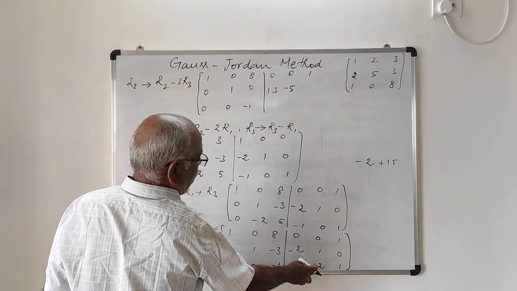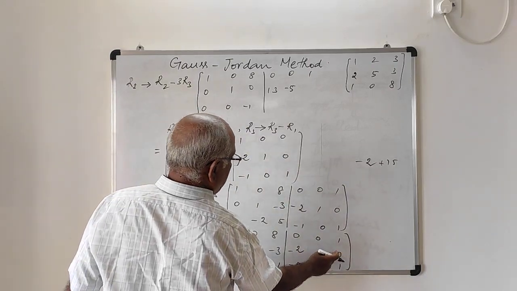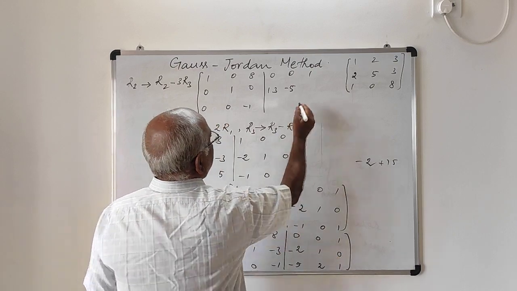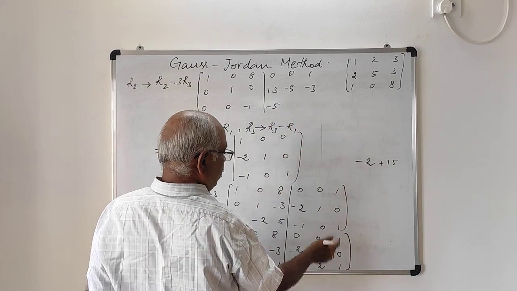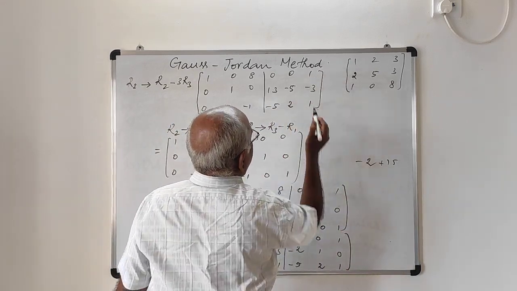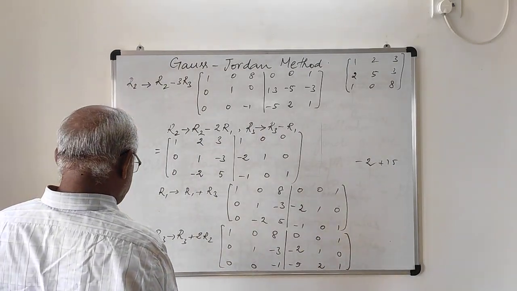3 times R2 is 6, 1 minus 6 is minus 5, and 0, 3 times R1, R3 is 3, 0 minus 3 is minus 3, and minus 5, 2, 1, you write as it is. So this is our next idea.